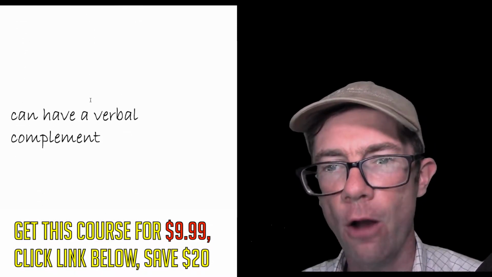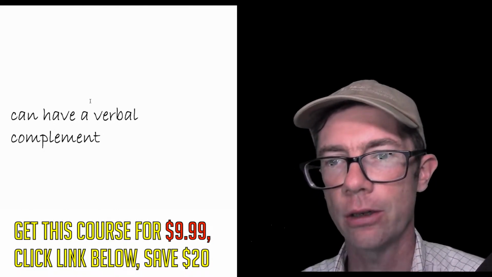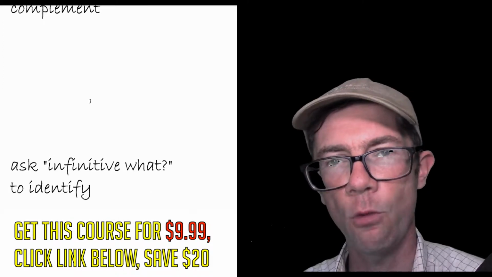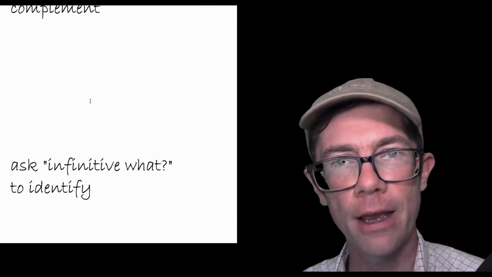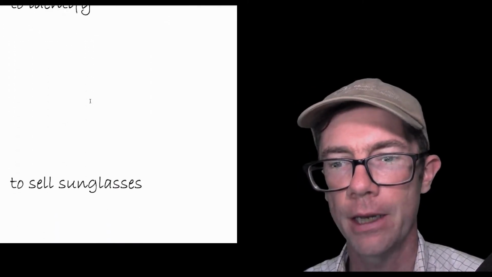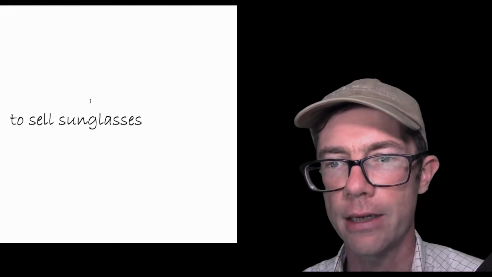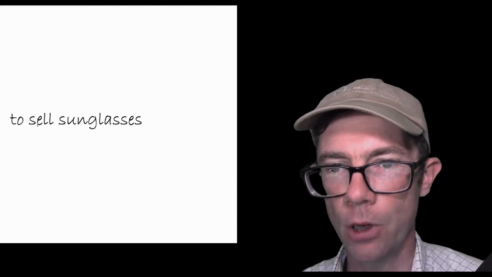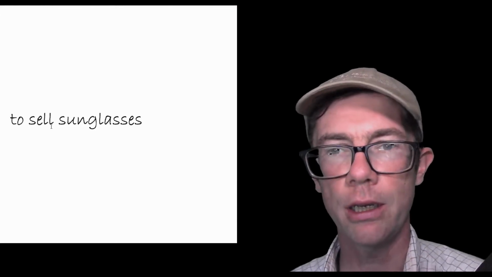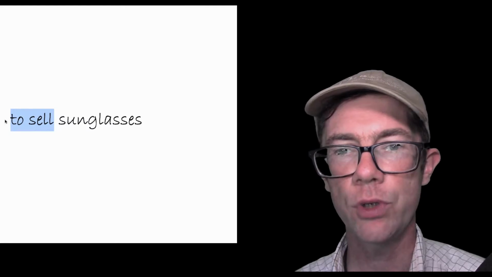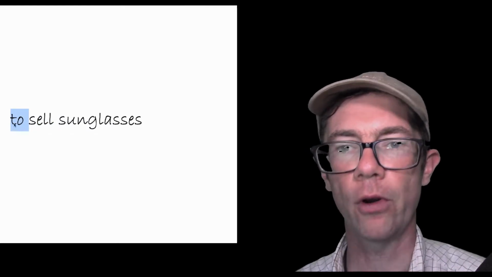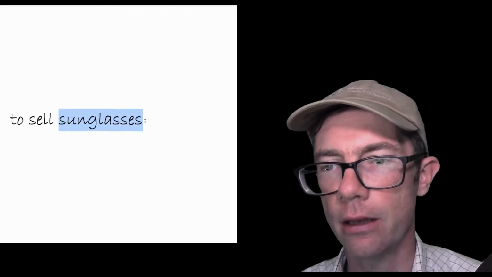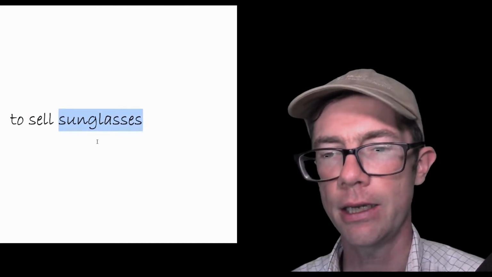So what is a verbal complement? Simple procedure. To identify a verbal complement, we simply ask, infinitive, what? Let's have a look. To sell sunglasses is not divine. To sell sunglasses. Okay, so which is the infinitive? To sell. To plus the root of the verb. To sell, that's our infinitive. To sell what? To sell sunglasses. Sunglasses is our verbal complement.